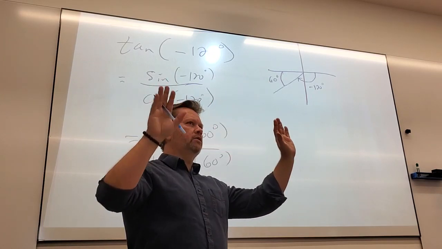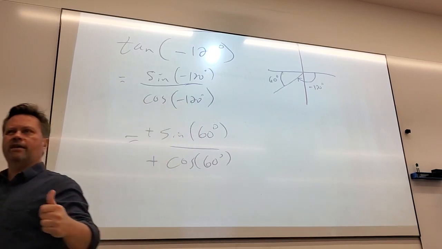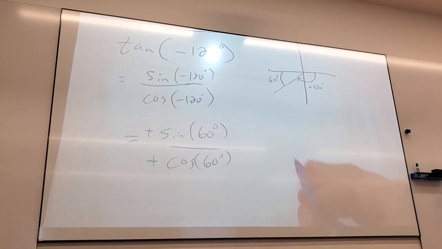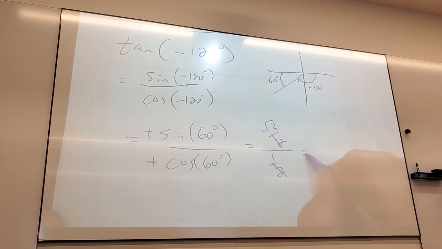Just memorize sine and cosine and then build tangent as you need it, so you have less you have to memorize. What's the sine of 60? Rad 3/2. Good. And what's the cosine of 60? 1/2. And then the over 2's cancel. So I end up with rad 3.